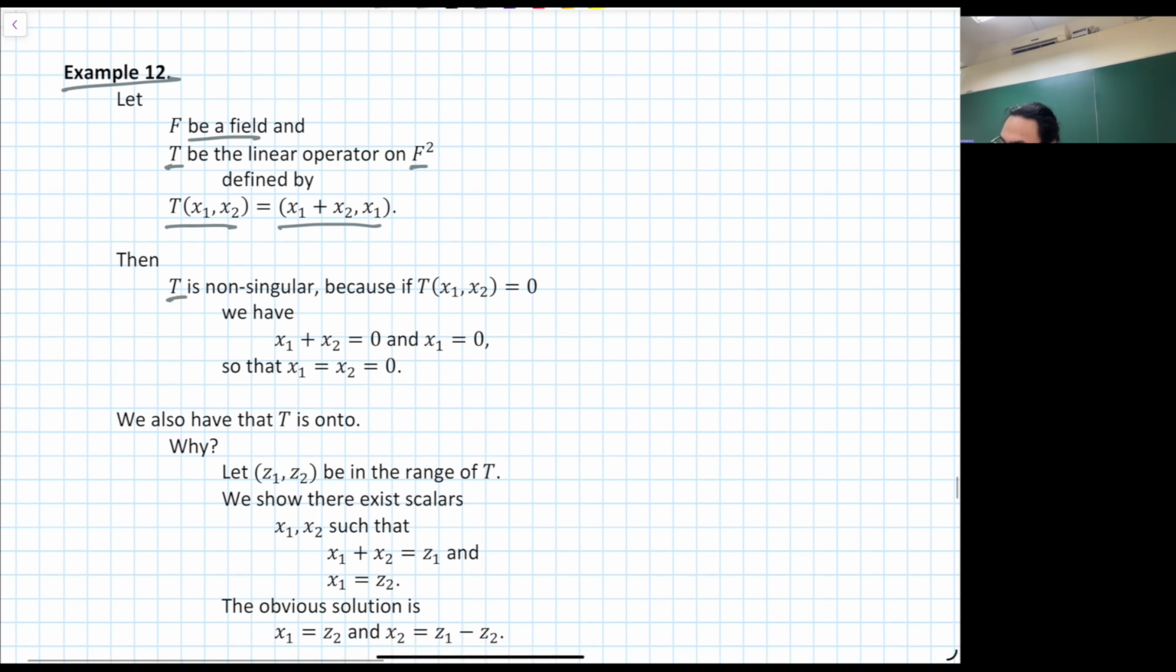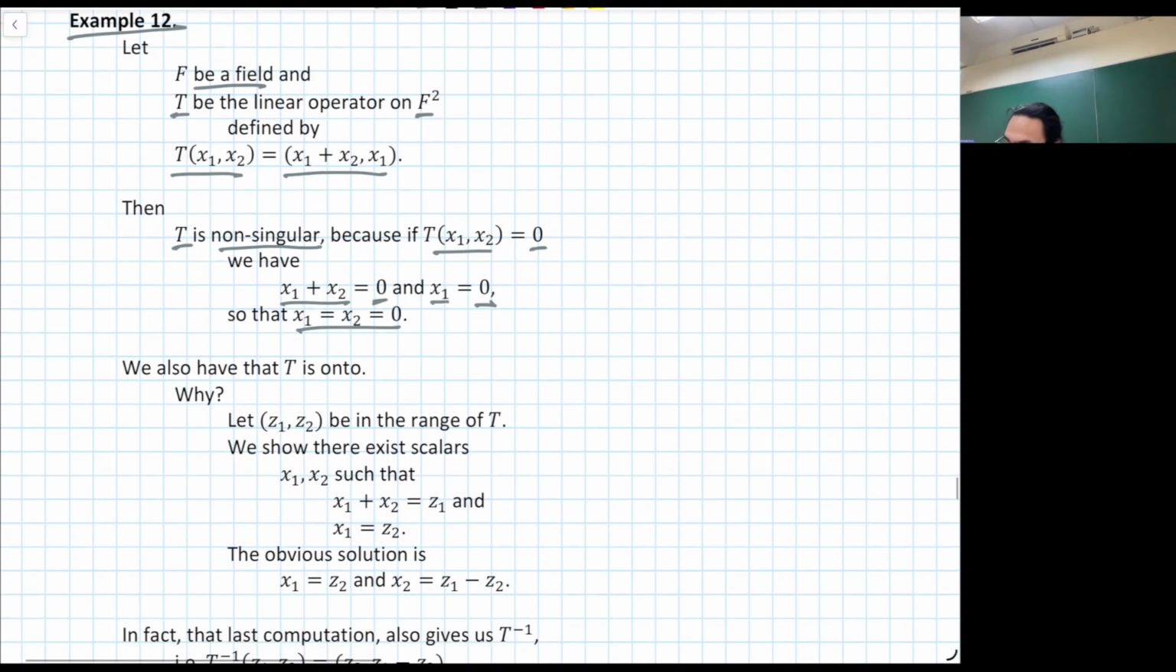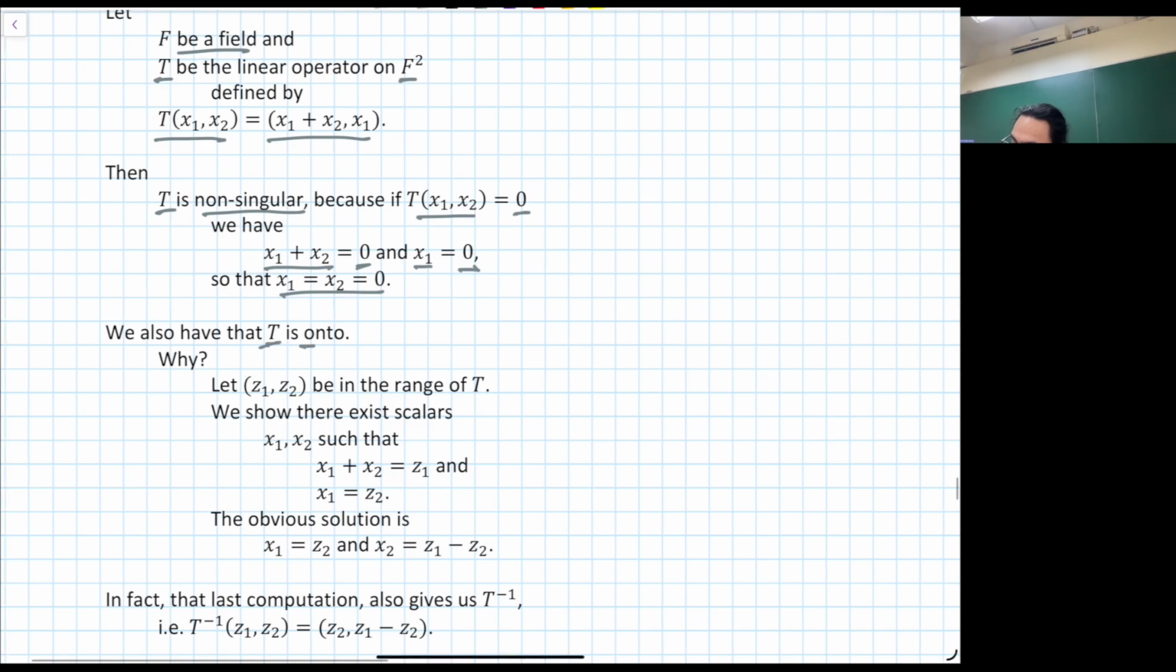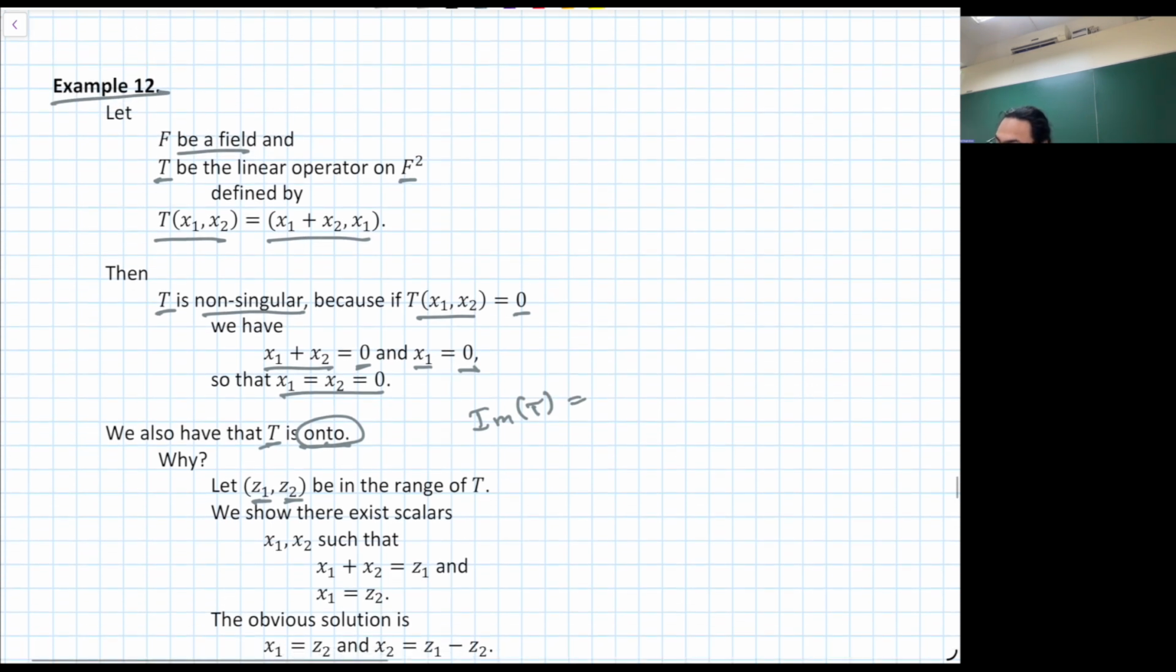Now, T is non-singular, right? Because if T(x1, x2) is 0, we would have that x1 plus x2 is 0 and x1 is 0, and the only way this can happen is if both are 0. Is that okay? Yeah, okay. So we also have that T is onto. So why is it onto? The image of T has to be the same as the codomain, so it has to be the same as F2 in this case. That's what we have to check.